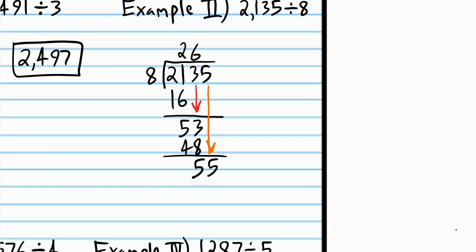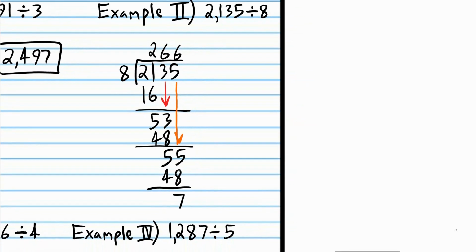And now we're going to cycle 3. Step 1, how many times does 8 go into 55? It goes in 6 times. That's step 1 of cycle 3. Then we're going to go to step 2, multiply 8 and 6, we get 48. Then step 3, subtract 48 from 55, and we get 7. Now notice that there are no more numbers over here to bring down. So what that means is we're done. We say that the answer is 266, remainder 7.